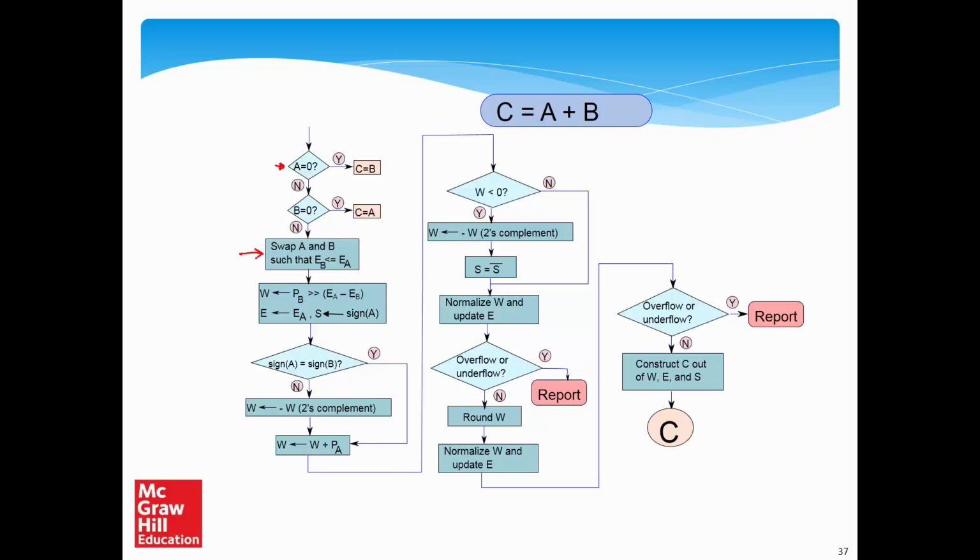Then we need to swap a and b such that eb is less than or equal to ea, or ea essentially has the higher exponent, right? So we need to ensure, without loss of generality, that EB is less than or equal to EA. If that's not the case, we'll just swap A and B.